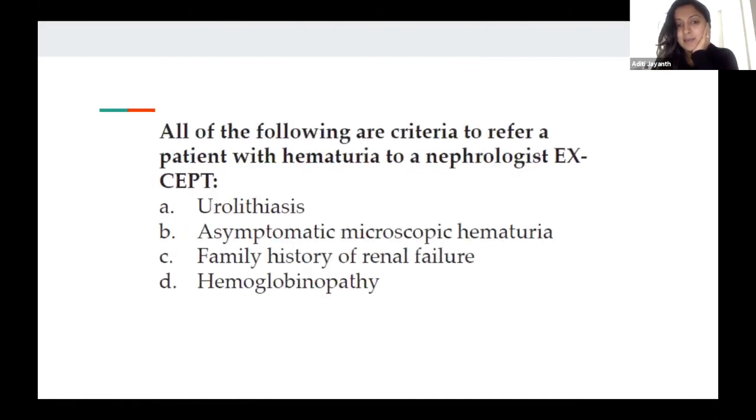Perfect. And all of the following are criteria to refer a patient with hematuria to a nephrologist, except... B. Perfect. So urolithiasis, they do potentially require some metabolic workup to see if this is familial. Definitely, if they have a family history of renal failure, they need a little bit more of an evaluation. And hemoglobinopathy, you should have consistent renal follow-up. Most of our sickle cell patients should have it. Whether they go or not is a different story, but they should have a standing nephrology referral, usually once a year, just to touch base. I think that was my last one.